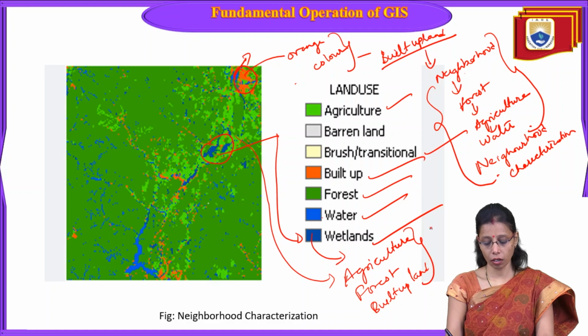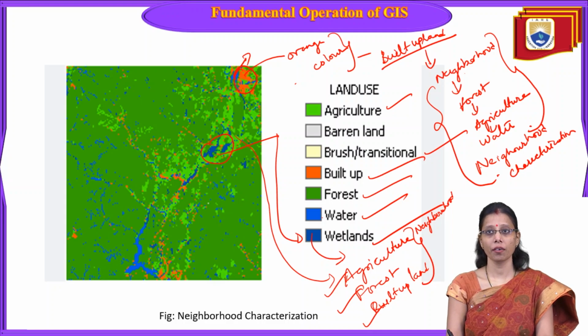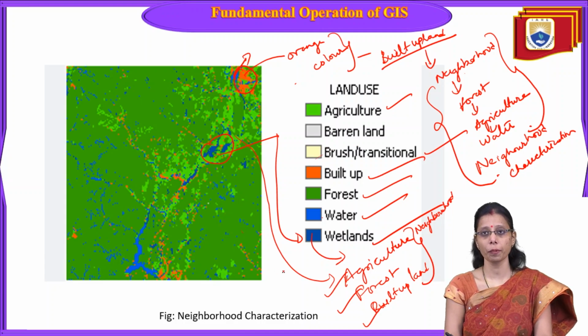So these are all the neighborhood. Okay, neighborhood. So for this wetland, you have a neighborhood of agriculture, forest, and built up land. So these are all neighborhood for the forest. In the same way, if we talk about this brush or transitional, it's a very small portion, you cannot even see it in this image.